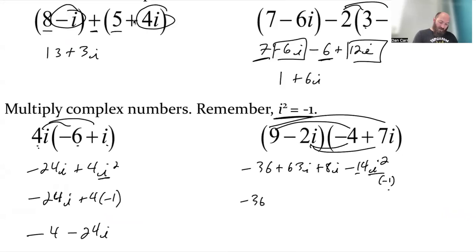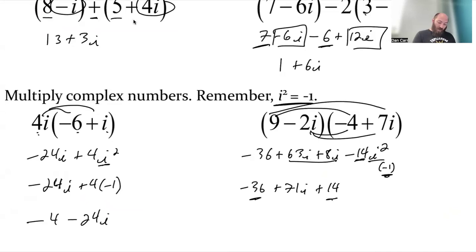So I can do negative 36, plus we'll go ahead and combine these together. So that's going to give me 71i, and that'll be plus 14 because this is multiplied by a negative 1. My last thing to do is combine my two real parts. So that's going to give me negative 18 plus 71i.